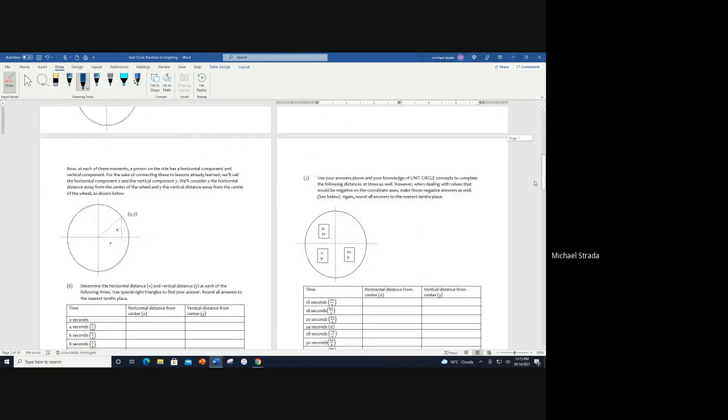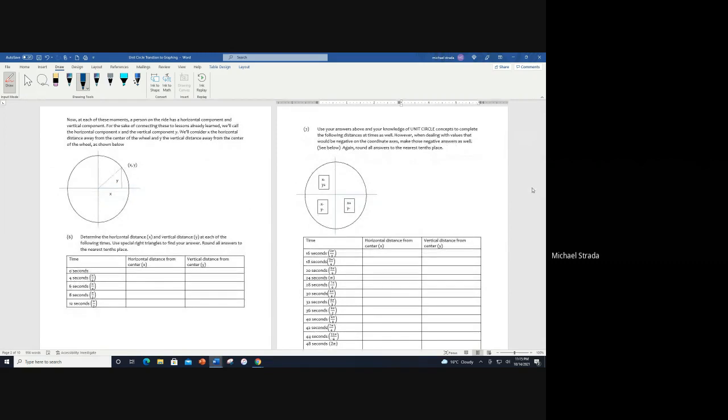So now we come to here. Now at each of these moments, first on the right has a horizontal component and a vertical component. For the sake of connecting these to lessons already learned, we'll call the horizontal component x and the vertical component y. We'll consider x the horizontal distance away from the center of the wheel and y the vertical distance away. So basically when we're doing this, that's going to be a right angle. This is going to be a right angle there. That is whatever you calculate the radius to be way back in the beginning.